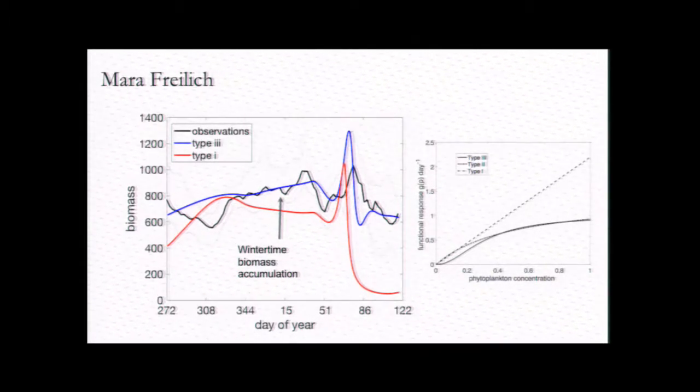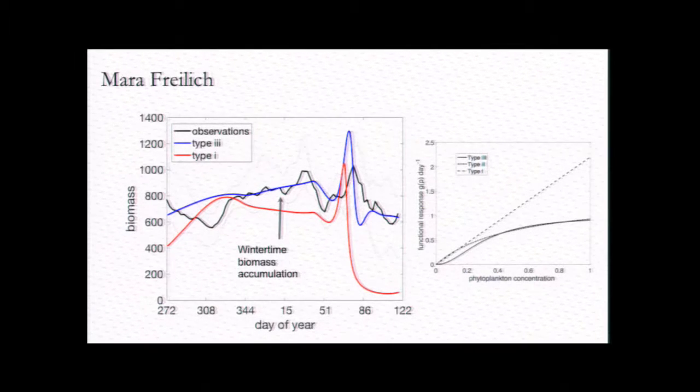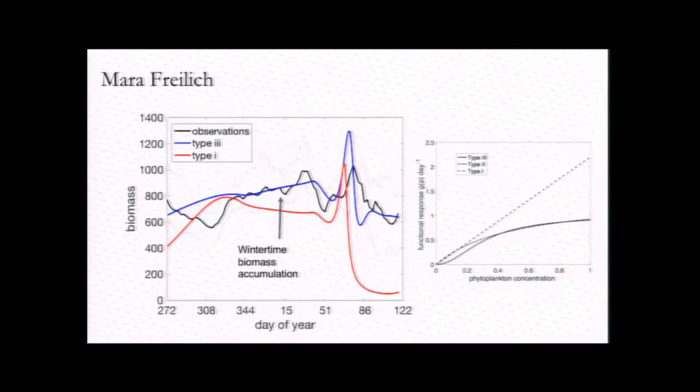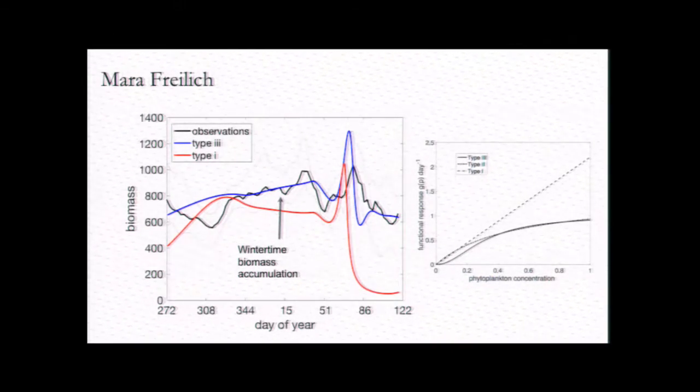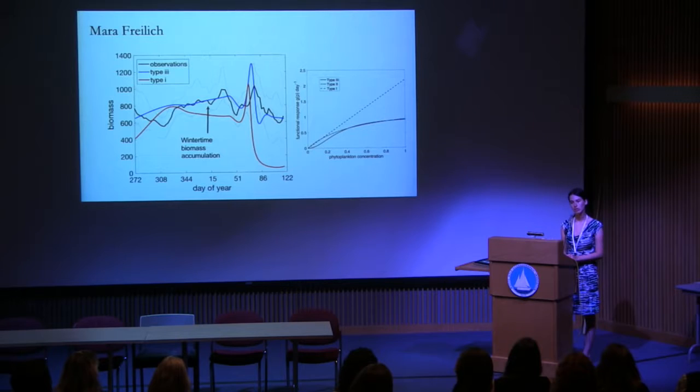What we found when trying to implement this into a model was that the dilution alone is not sufficient to cause this increase in biomass or this reduction in loss rates for the phytoplankton. Instead, you need to also have a response by the zooplankton to the decreasing phytoplankton concentrations. So we're suggesting that you need to have a nonlinear grazing response, particularly at low phytoplankton concentration.